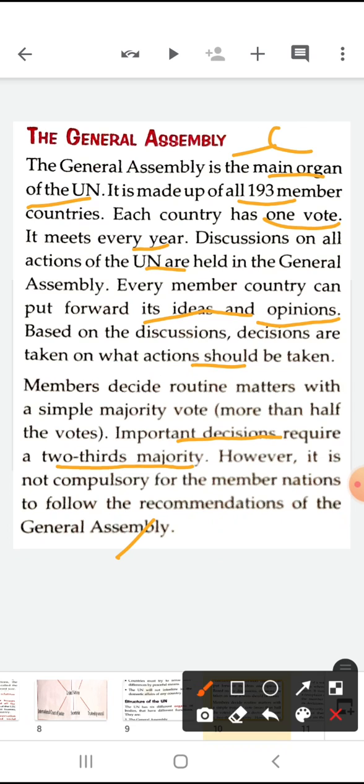First of all, General Assembly is the main organ of UN. It is made up of all the 193 member countries. Each country has one vote. Okay, and there they discuss ideas and opinions. Okay, and on that they will decide what action should be taken.